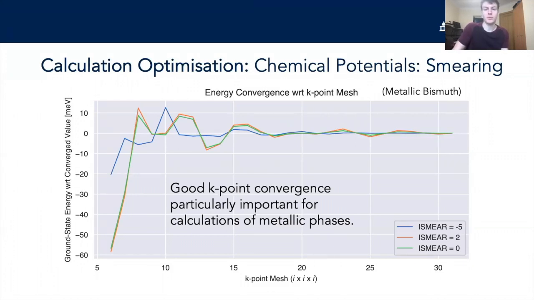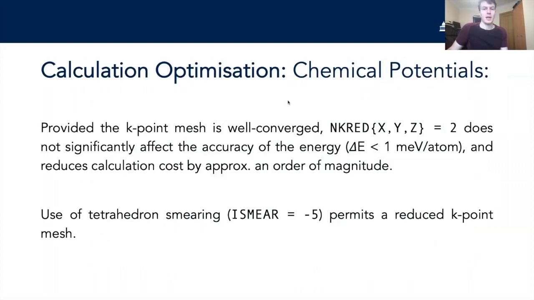Given the cubic scaling of DFT, it may not look like much here, the difference between, say, a 12 by 12 by 12 K-point mesh as opposed to 16 by 16 by 16, but it greatly reduces the calculation cost in these cases. Provided you have a well-converged K-point mesh, using NCORE equal to 2 typically does not significantly affect the accuracy of the calculated energies, and also reduces the calculation cost by about an order of magnitude. And as I said, tetrahedron smearing often permits a reduced K-point mesh in the first place. So these are something to keep in mind, particularly for the chemical potential calculations for metallic phases.